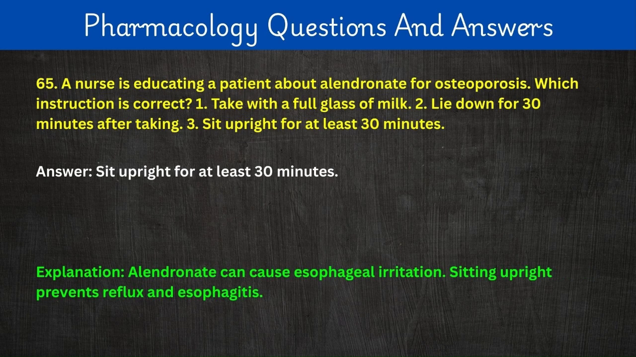65. A nurse is educating a patient about alendronate for osteoporosis. Which instruction is correct? 1. Take with a full glass of milk. 2. Lie down for 30 minutes after taking. 3. Sit upright for at least 30 minutes. Answer: Sit upright for at least 30 minutes. Explanation: Alendronate can cause esophageal irritation. Sitting upright prevents reflux and esophagitis.